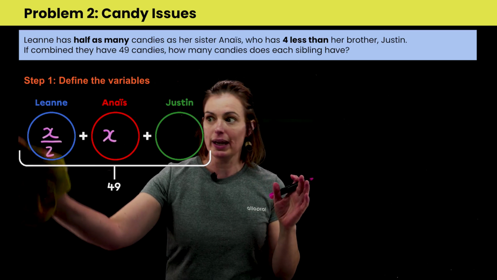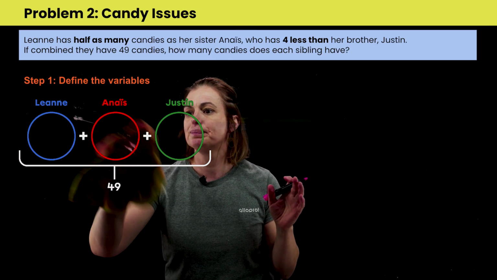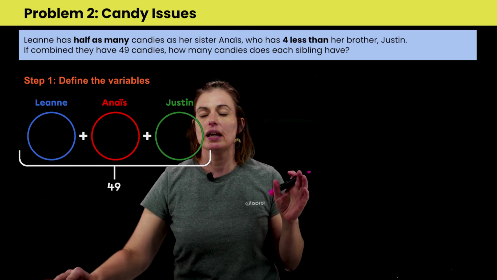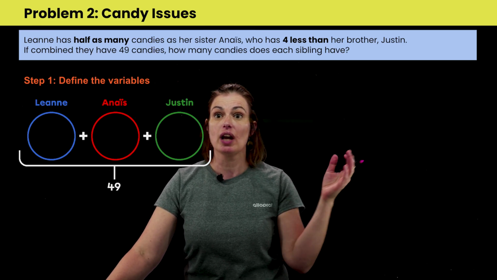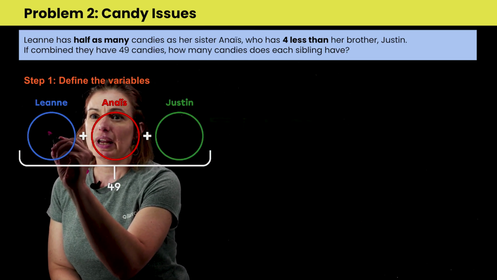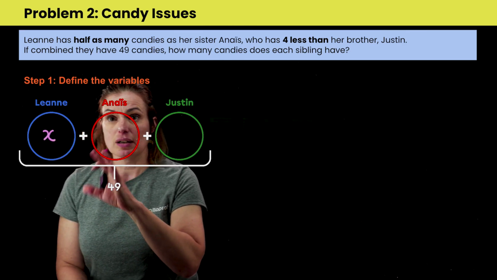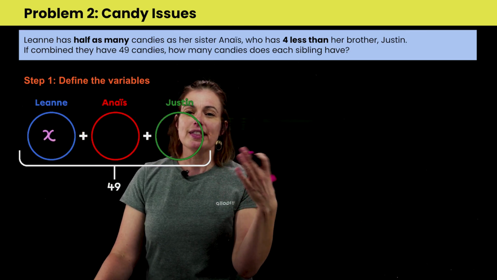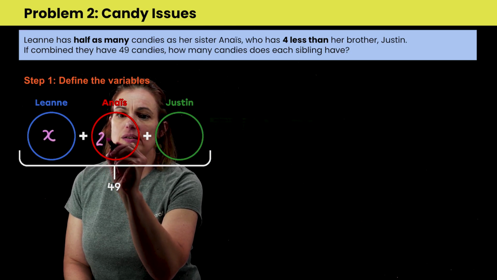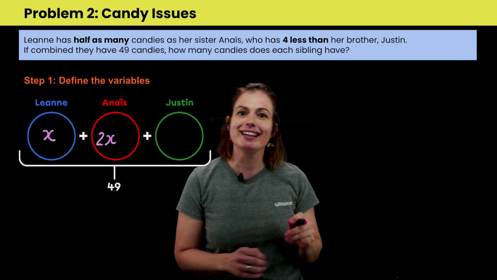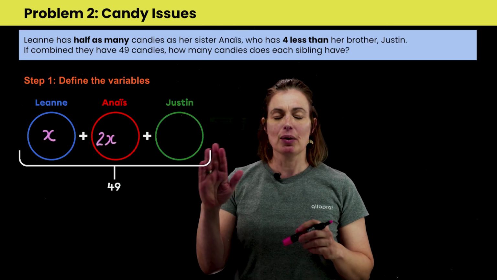If I try it the other way, I'm just going to erase this. And it says, well, Leanne has half as many candies as her sister Anais. So the opposite direction, if I put x as the number of candies that Leanne has, then that means that Anais's number of candies is represented by 2x, which is a little easier to deal with. Now we're ready for Justin.